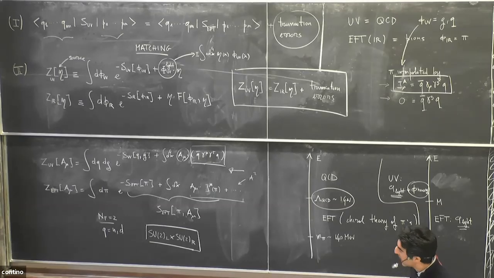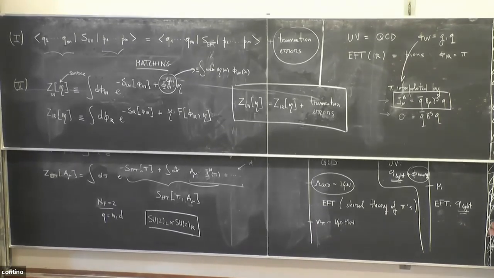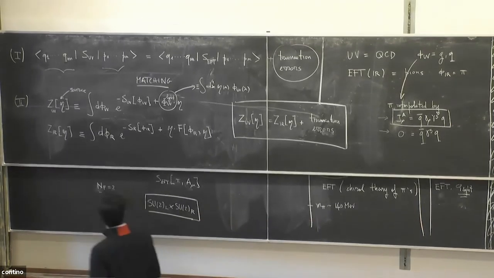Do you hear me? Yeah. Okay, thank you. So in the upper blackboard, where you define the Z_UV and Z_IR, in Z_UV, if you do not integrate over the heavy modes, you will keep having those inside the action, and then you cannot equate Z_UV and Z_IR, because in Z_IR those will not be there.